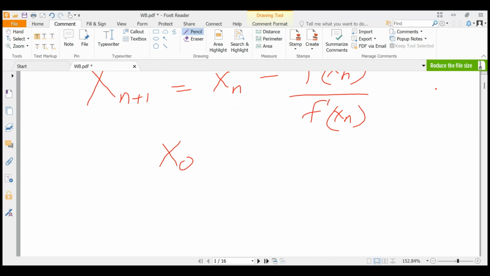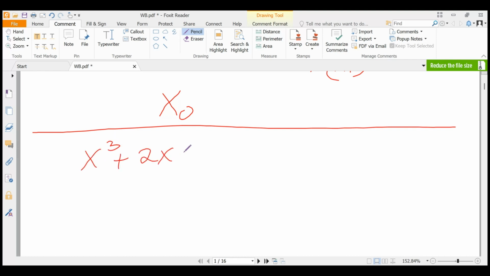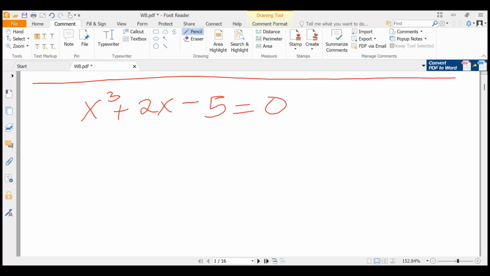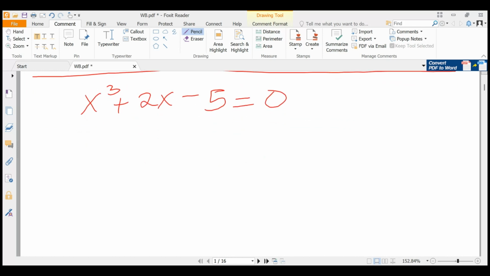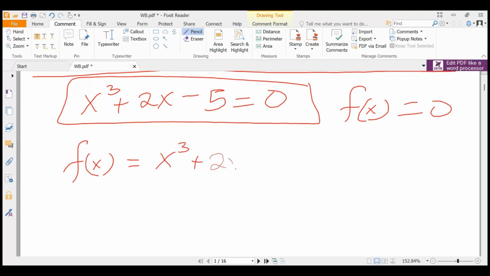For example, we want to consider the equation x cubed plus 2x minus 5 equals 0. So we want to apply the Newton-Raphson method to find the root of this equation. Now, because we want to express this equation in the form f of x equals 0, the function f of x in this case is given by x cubed plus 2x minus 5.